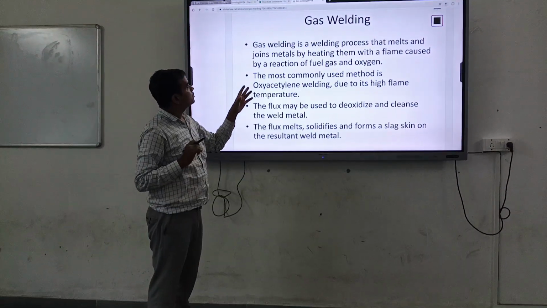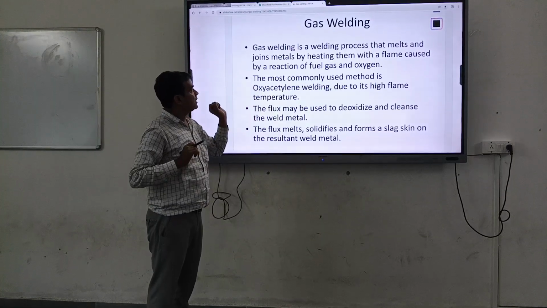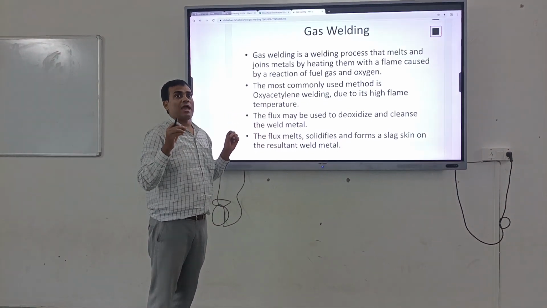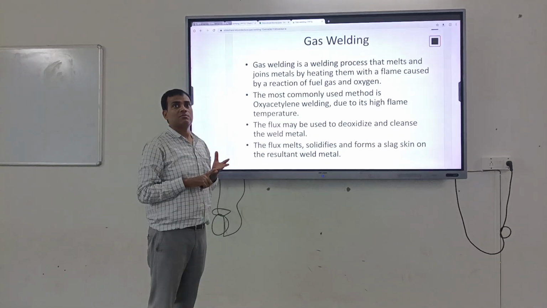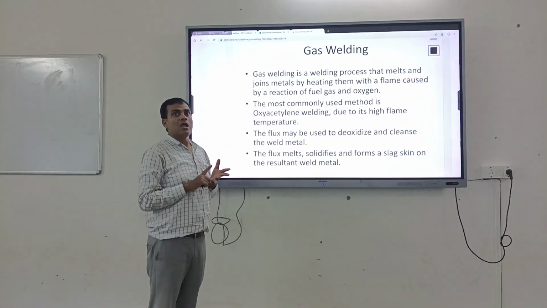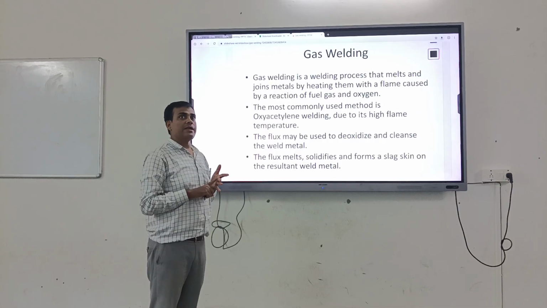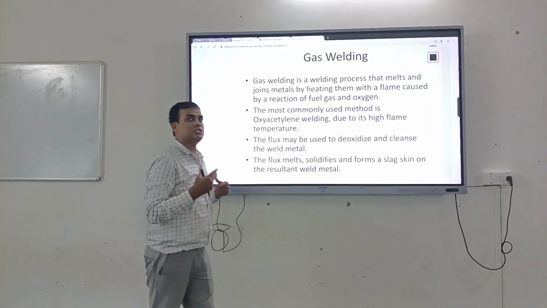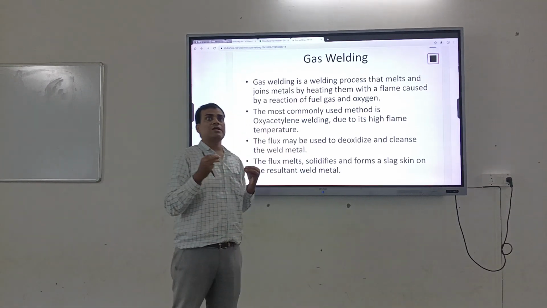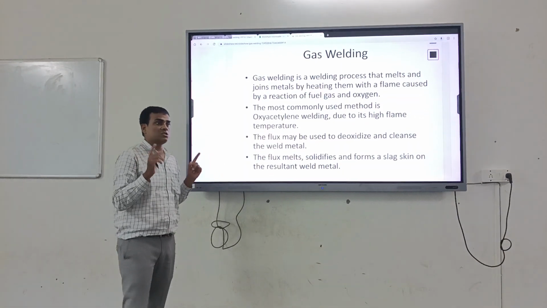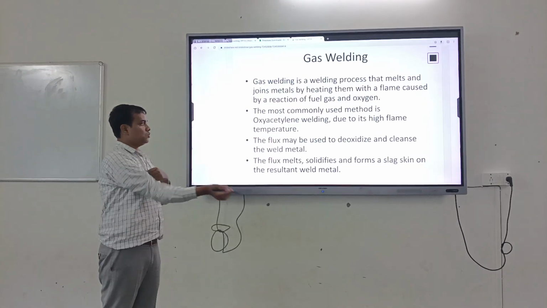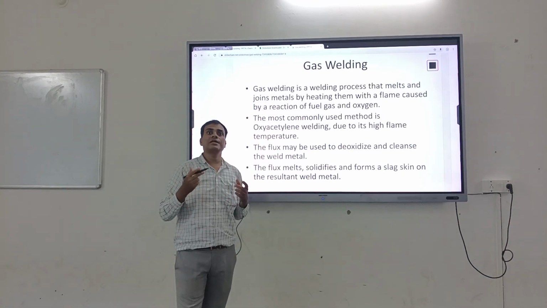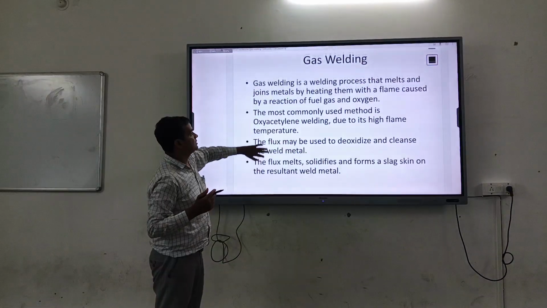So first of all, we should go for gas welding. In gas welding, flammable gases are used as a fuel, like acetylene, propane, and butane, and oxygen is also used for the combustion process. Without oxygen, no combustion will take place anywhere. So oxygen is very important. When I use acetylene gas, the gas welding is called oxyacetylene gas welding.